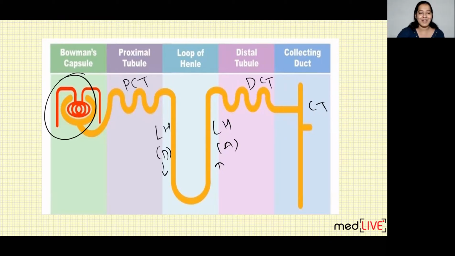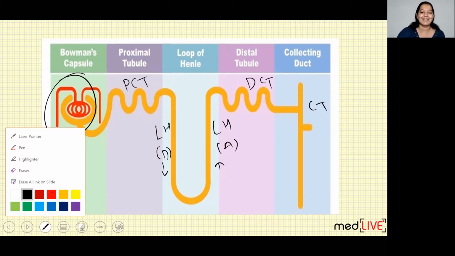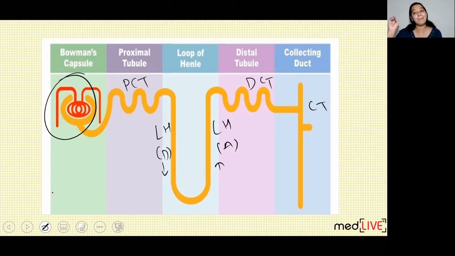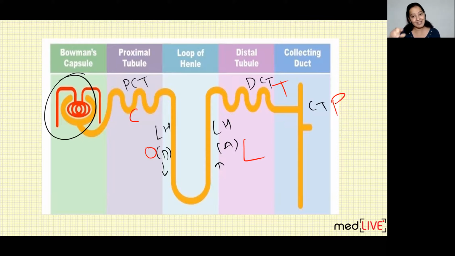Now the mnemonic comes here. The mnemonic is COLTP, cold P. What was C? C was carbonic anhydrase inhibitor, so carbonic anhydrase inhibitors act on the PCT. O stands for osmotic diuretics. O acts on the loop of Henle, descending limb.